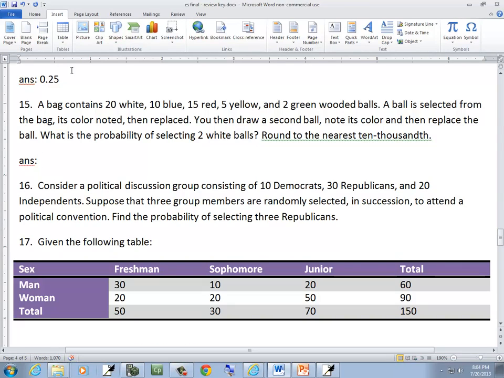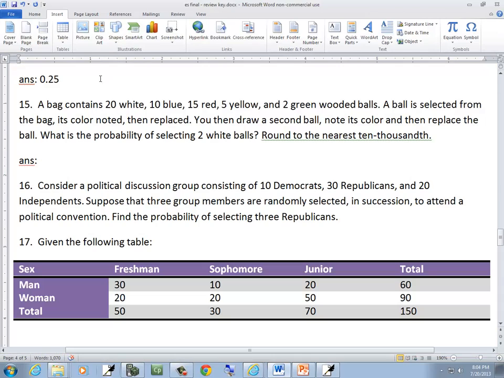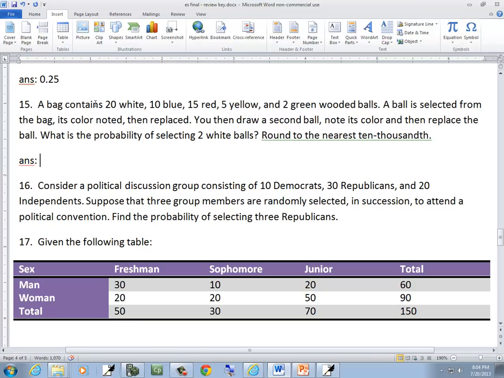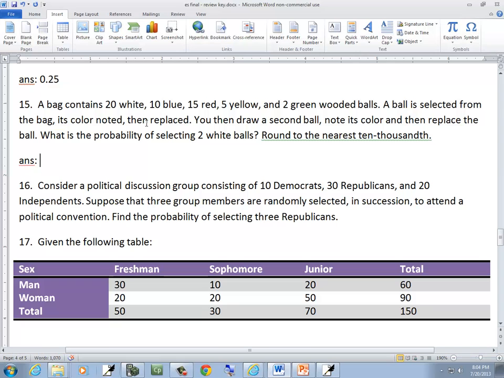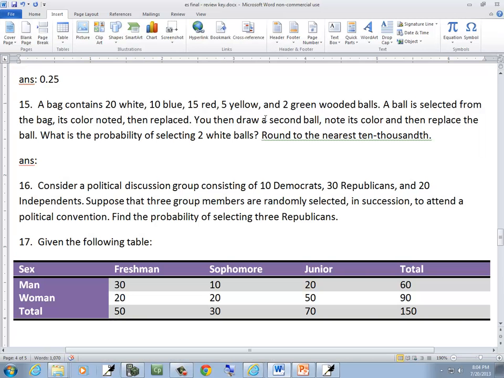Number 15. I got 20 white, 10 blue, 15 red, 5 yellow, 2 green. Let's see how many that is total. 20 plus 10 is 30, 45, 50, 52. Okay, a ball is selected from the bag, its color noted, and then replaced. You then draw a second ball, note its color, and then replace the ball.